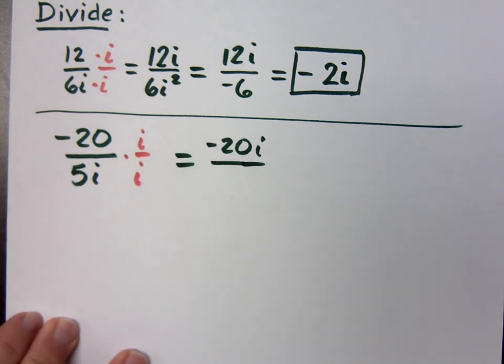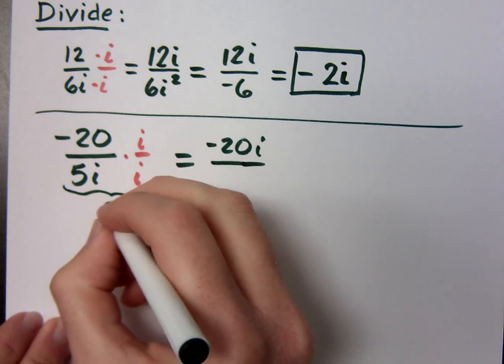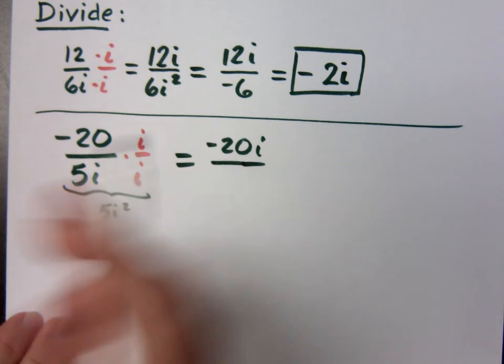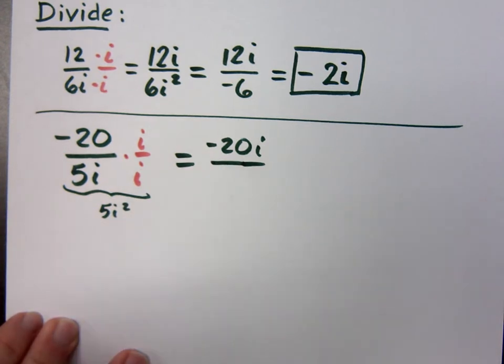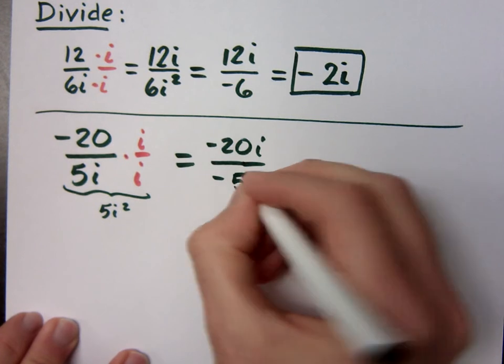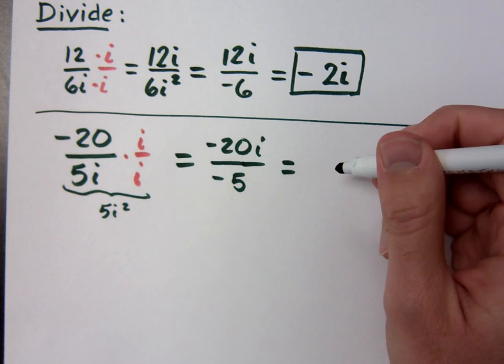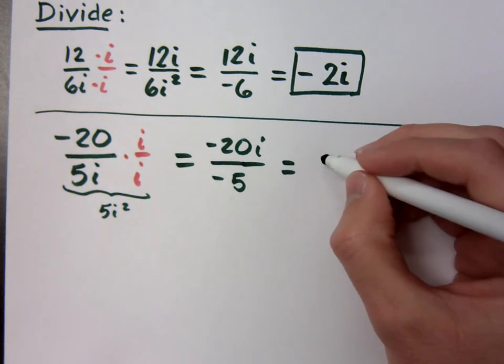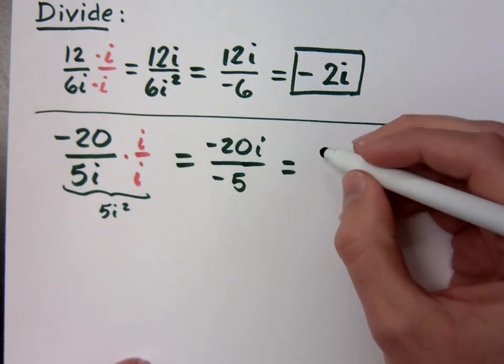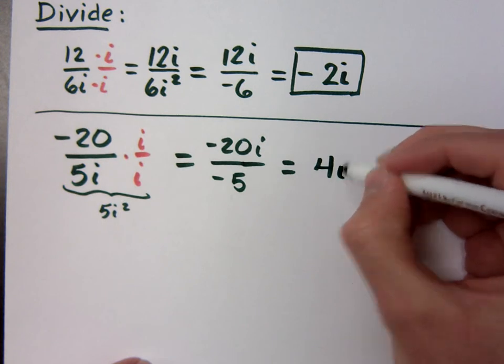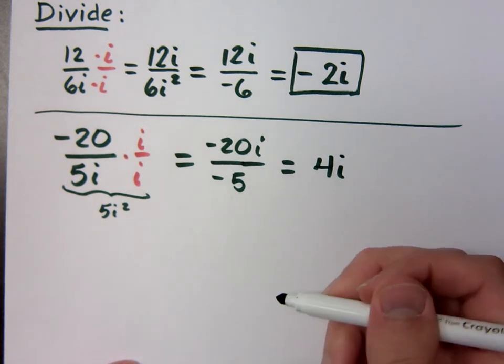Now hold on. I know it is 5i squared. I'm going to do it up here on the side. I don't like having to keep rewriting everything. So I get 5i squared, which becomes a -5. Absolutely. -20 divided by -5 is 4. And then there's the i just hanging on. He's just chilling. So the answer is 4i.